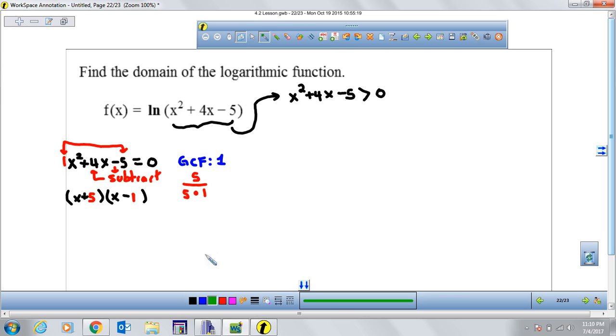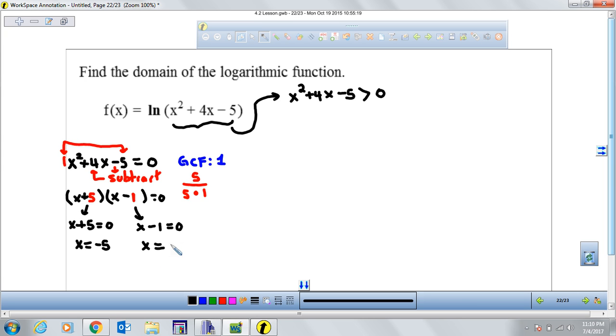So then we're going to set them equal to 0 and solve for x. So we say x plus 5 is equal to 0, so that means that x is equal to negative 5. This one is x minus 1 is equal to 0, so that means that x is equal to positive 1. In reality, in terms of the logarithmic function, those values that we just found are my vertical asymptotes of the graph. So this function has two vertical asymptotes because it is a quadratic, so we expected that.